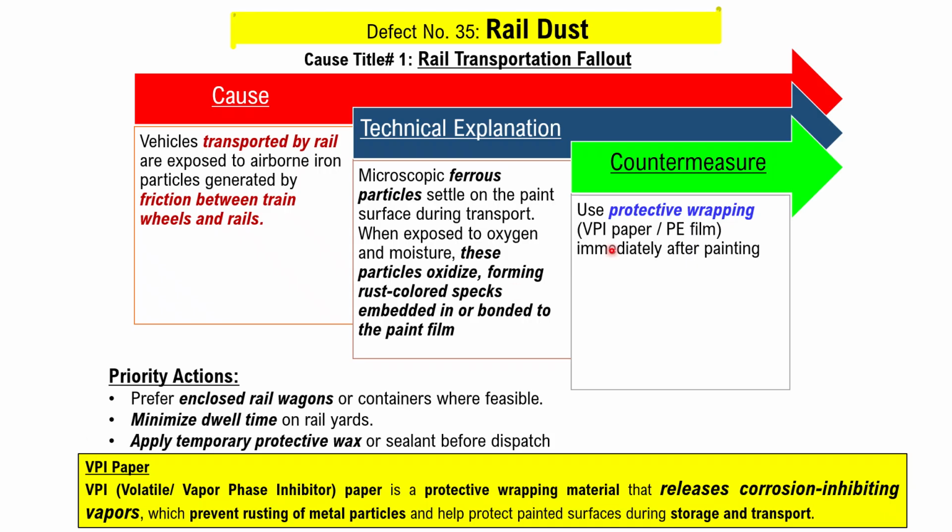Here, VPI paper means volatile vapor phase inhibitor. This paper is a protective wrapping material that releases corrosion inhibiting vapors, which prevent rusting of metal particles and help protect painted surfaces during storage and transport.